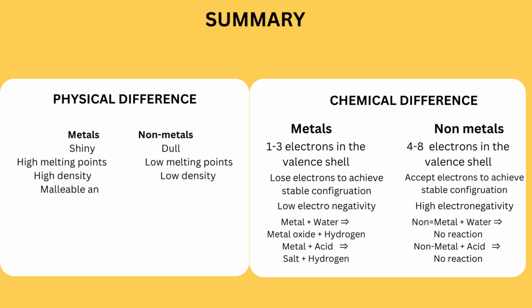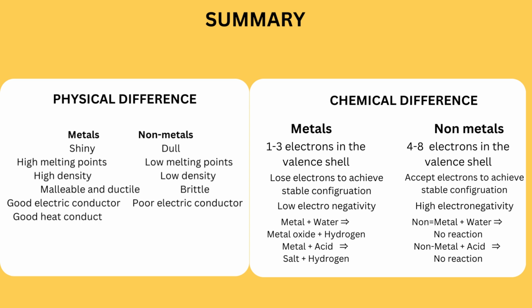Chemical difference is many: 1 to 3 electrons in the valence shell for metals and 4 to 8 electrons in the valence shell of non-metals. Metals lose electrons to achieve stable configuration and non-metals accept electrons to achieve stable configuration. Metals have low electronegativity and non-metals have high electronegativity. Metal plus water gives metal oxide plus hydrogen, and non-metal plus water gives no reaction. Similarly, non-metal plus acid gives no reaction.